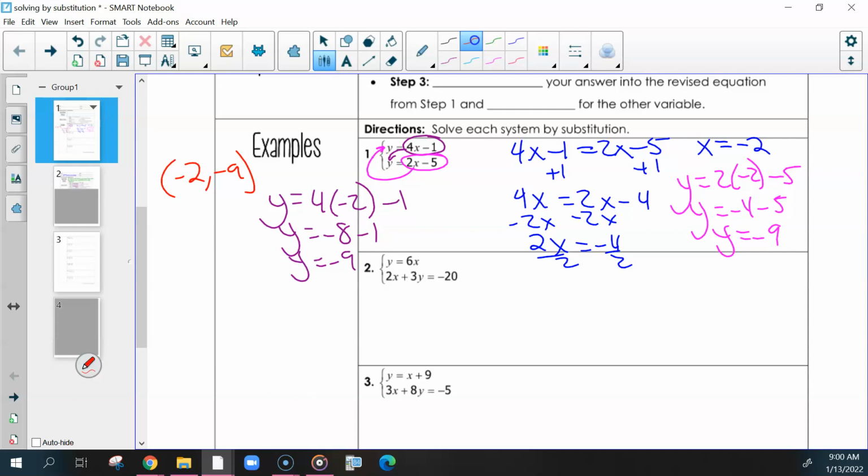Before we move on, does anyone have any questions or confusion about anything we just did? This type of substitution is one of the more rare ones because you have y equals for both. Most of the time that doesn't happen, but occasionally it does.